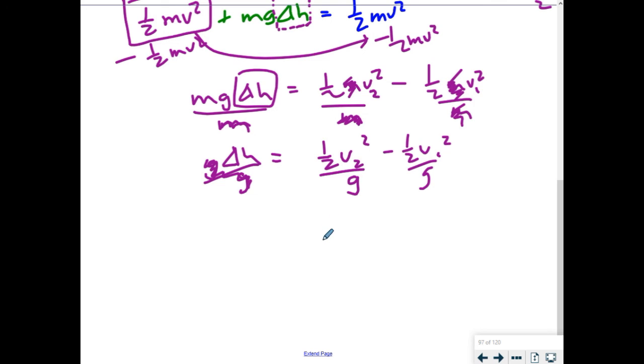Yeah, you could just divide by mg. I just did them in steps. You're right, though, Tori. You could have divided by mg at the same time. When you're done, you should get a formula that looks something like this: 1/2 of v2 squared minus 1/2 of v1 squared, all divided by g, or in sections. Either one works. There's your formula for the change in height.